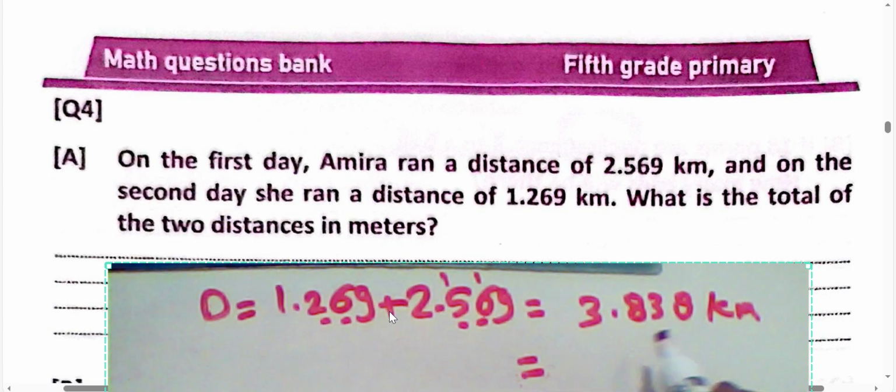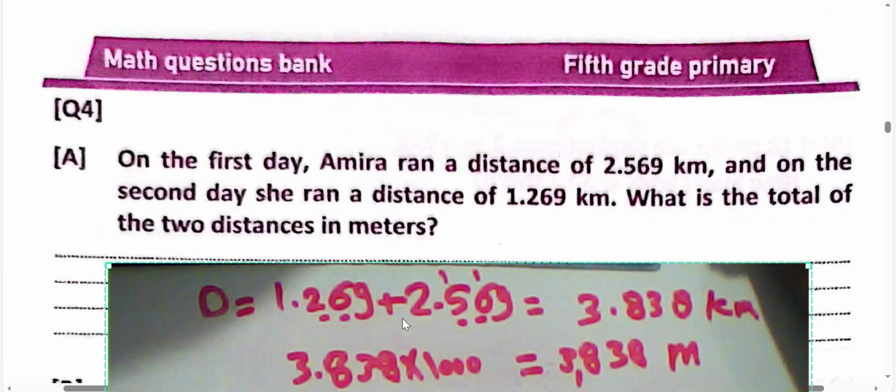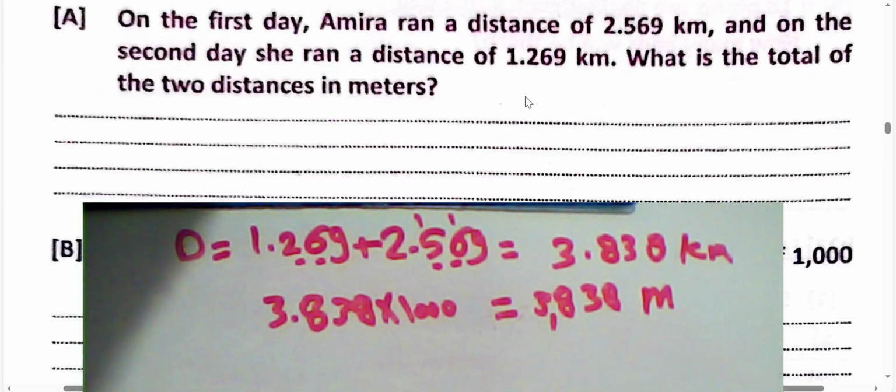Move the point to the right by 3 places. Write 3.838 times 1000. Write 3838. 3838 meters. Okay, we convert from kilometers to meters by multiplying by 1000.